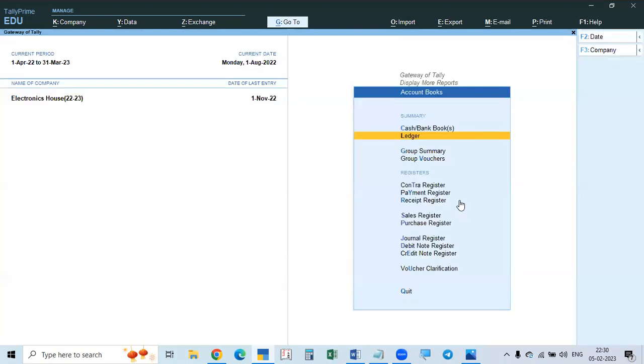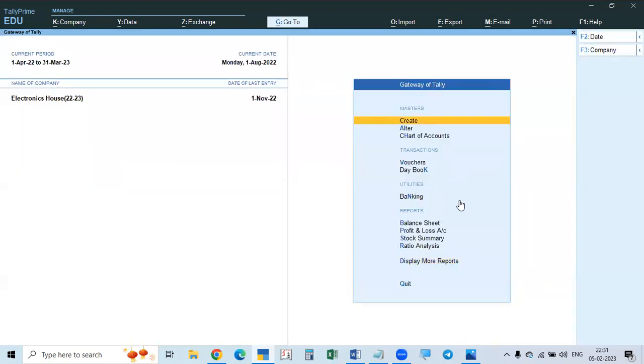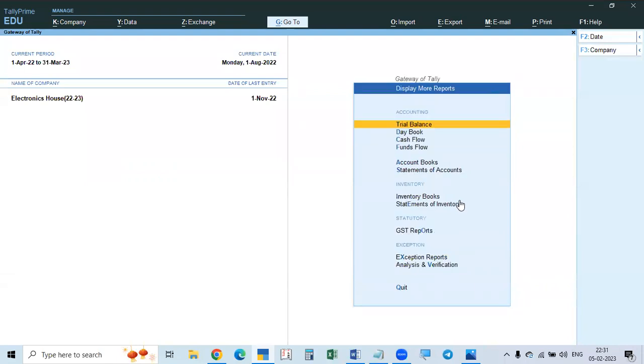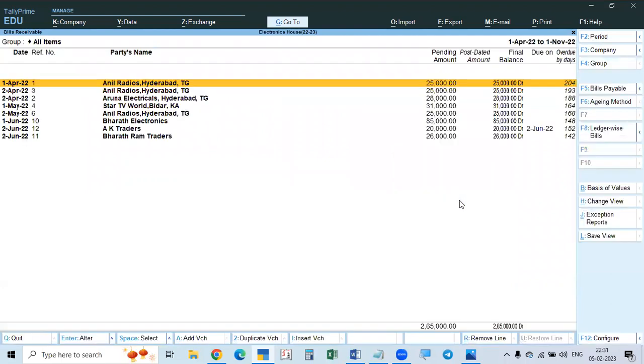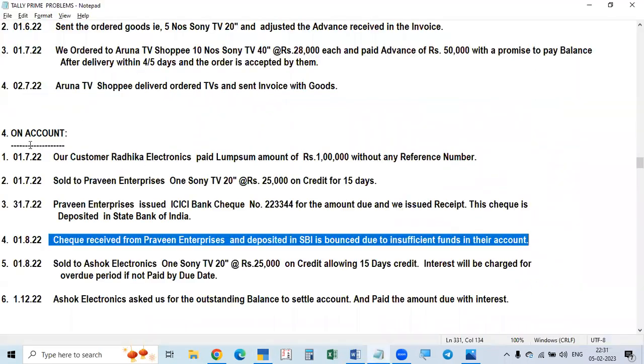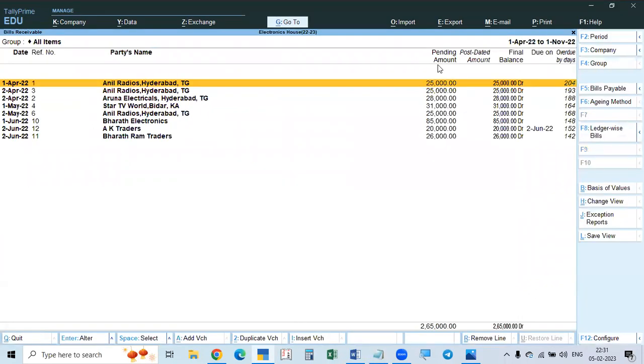Now we will go to display more reports and outstanding reports. So, statement of accounts, outstandings, receivable. See, in the receivable, what is the name? Praveen Enterprises, the due is 25,000. See, the check date is 1st August. See the 1st August, is there any revenue enterprises? So the amount is not shown. So in this case, from these people, you can receive the money, you can collect the money.